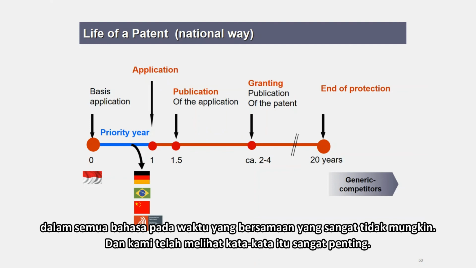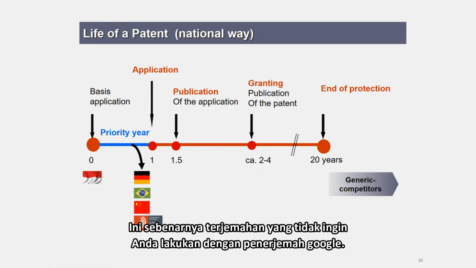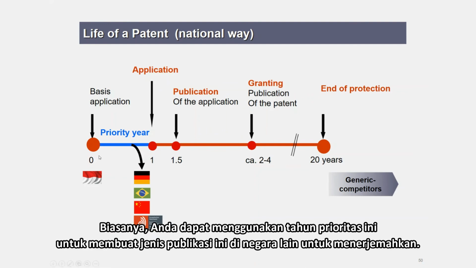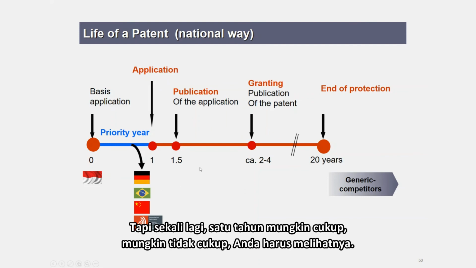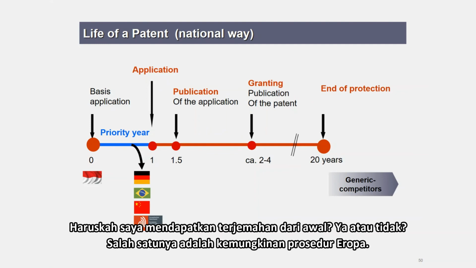And we have seen that the words are very important. So we have seen that, for example, grip is not exactly the same as handle. So these are actually the translation you don't want to do with the Google Translator. So normally, actually, you can use these priority year in order to make these type of application in other countries in order to make the translation. But again, 1 year might be enough, might not be enough. You have to see. So there are other possibilities in order to help you by these type of decisions. In which countries do I have actually the translation? Shall I have the translation from the beginning, yes or no?